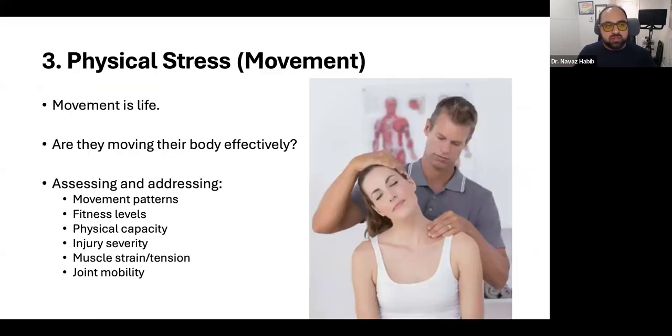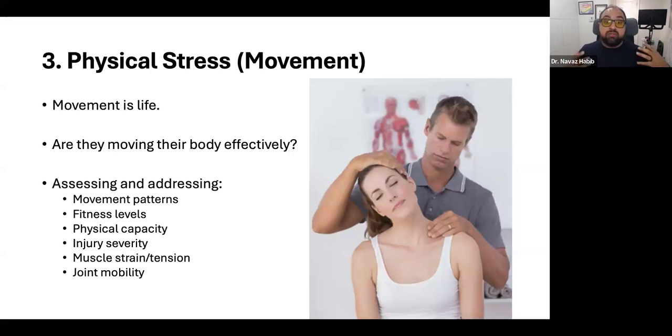The next area is physical stress and movement. I believe that movement is life. So I really want to know from my patients, are they moving their bodies effectively? Are they sitting in their office chair for 8 hours a day and then they're sitting in their car for an hour each way? And then are they sitting on the couch when they get home? That's a real sign that they're not moving effectively or enough.